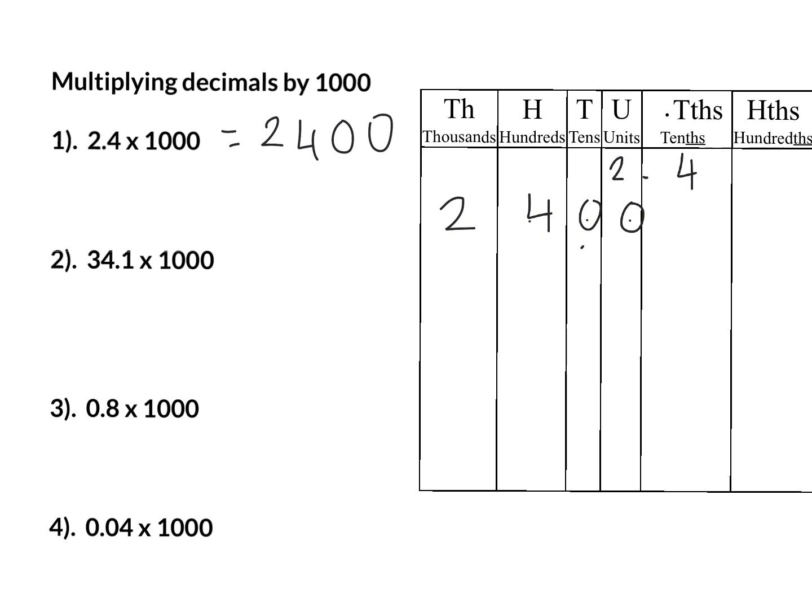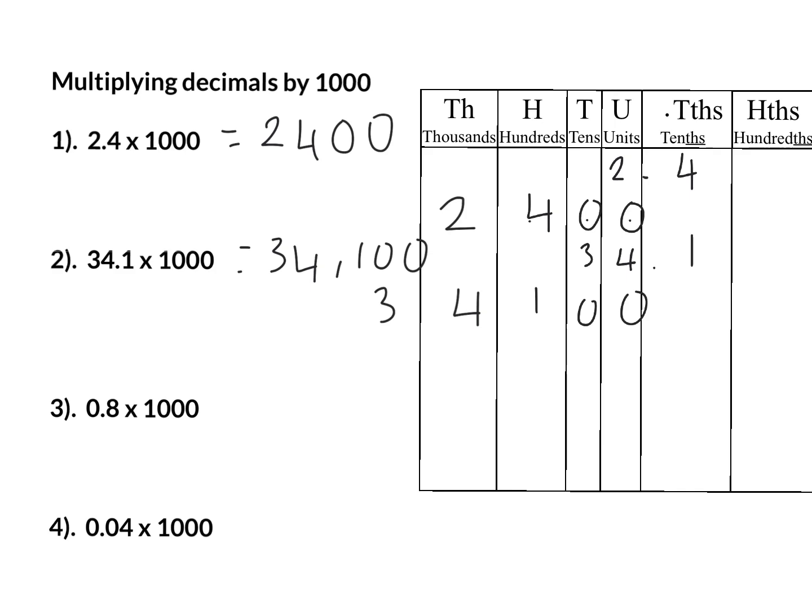The next one, 34.1 times 1000. So you've got 3 tens, you've got 4 units, and you've got 1 tenth. And if you're moving everything over 3 places, 1, 2, 3, the 1 becomes 100. The 4 becomes 4000. And the 3, actually I haven't got a column for it, the 3 is 3 tens of thousands. And you've got 0, 0. So your number becomes 34,100.